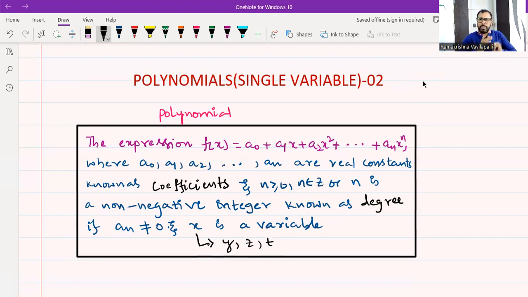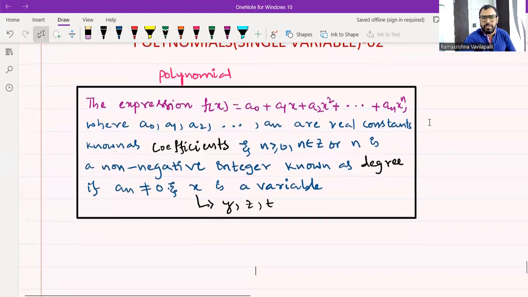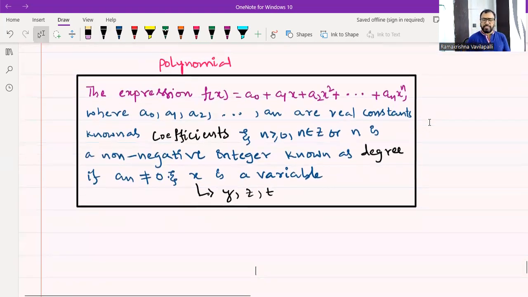So a polynomial is the sum of monomials, or simply in the form of a naught plus a1x plus a2x square plus and so on plus an x to the power of n, where a naught, a1, a2 and so on, an are real constants. They are specifically known as coefficients. And n is called the degree of the polynomial.